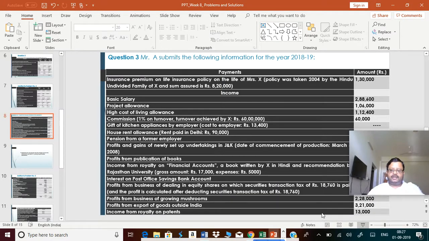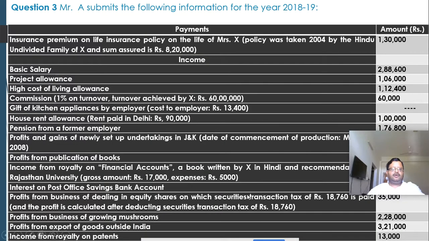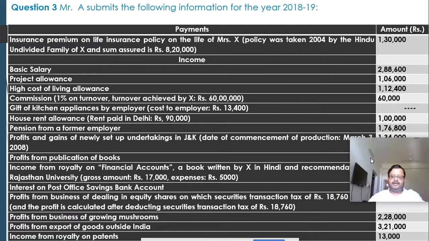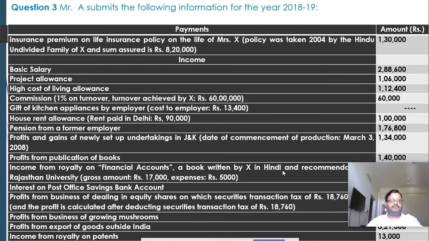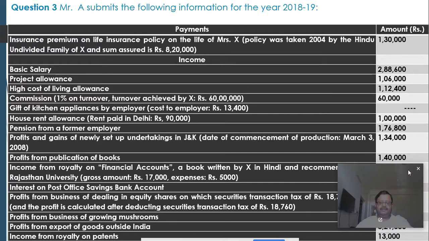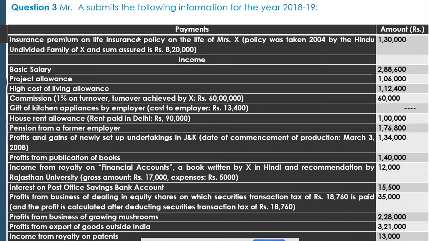Let us continue with the further two problems, problem number 3 and question number 4. Question number 3. Mr. A submits the following information for the year 2018-19. Payments: insurance premium on a life insurance policy on the life of Mrs. X. The policy was taken in 2004 by the Hindu undivided family of X and the sum assured is 8,20,000.